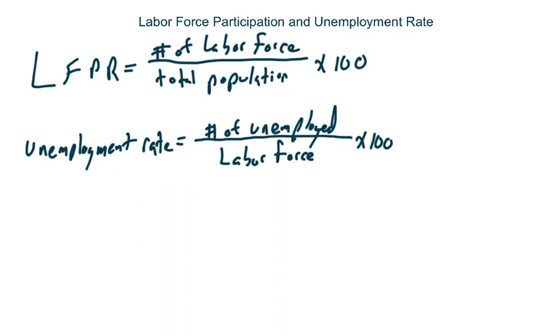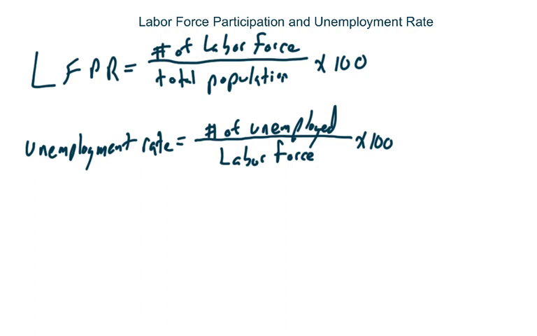Today we are going to be talking about labor force participation as well as the unemployment rate. You can see I have both of the formulas down here. The formula for finding the labor force participation rate is the number of people in the labor force over the entire population times 100. And when we're looking for the unemployment rate, it's going to be the number of unemployed over the labor force.